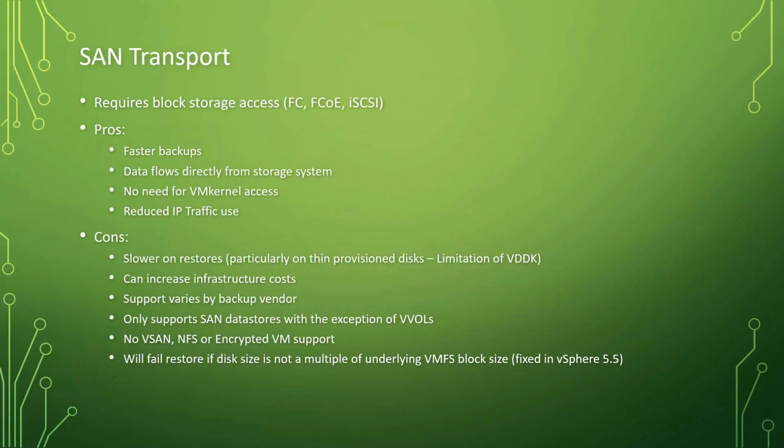Now, some of the cons. Typically, SAN transport tends to be slower on restores, especially on thin provisioned disks, and this is a limitation of the VDDK APIs. It can increase your infrastructure costs because you're going to have to be implementing additional iSCSI connections, Fibre Channel connections, all the various different functions to expand to support that access to the block storage.